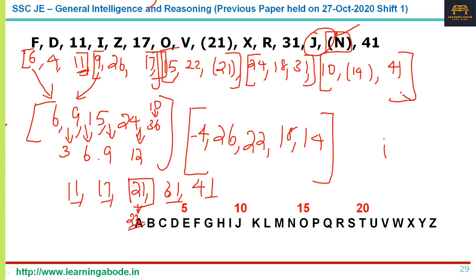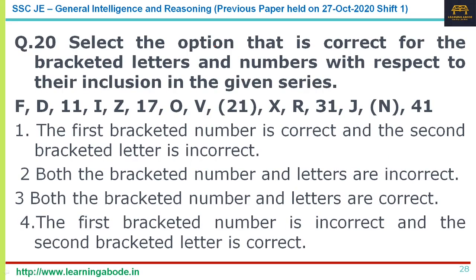Now let's go back to the options. Option 4 says the first bracketed number is incorrect, whereas N is correct. That is, 21 is incorrect, whereas N is correct. That's the answer for question number 20.